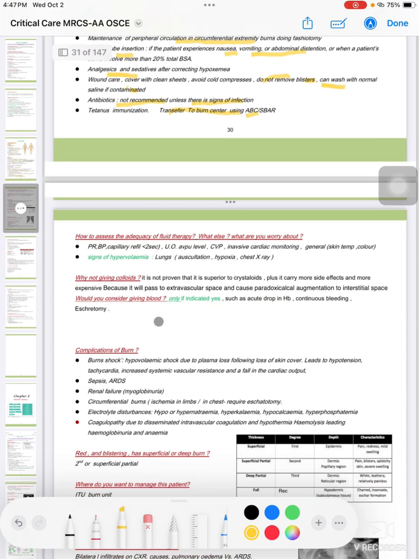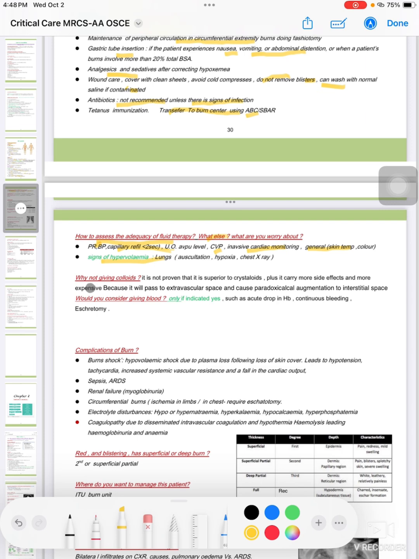Now some instructions regarding how to assess the adequacy of fluid therapy, and you'll answer capillary refill and urinary output. Then you would ask what else? Answer pulse, blood pressure, central venous pressure, invasive cardiac monitoring, and general skin condition, temperature, color, and signs of hypovolemia.